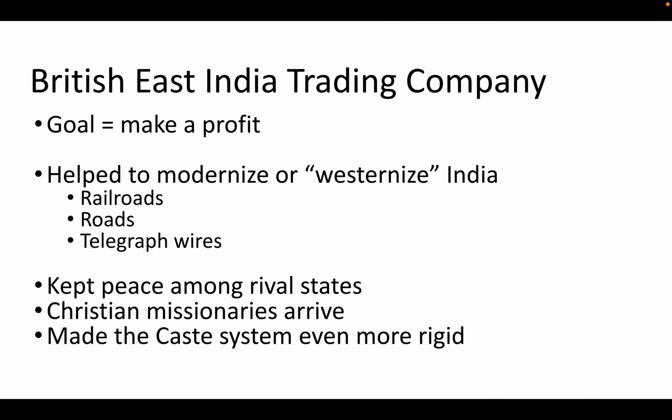Ultimately, the goal of the British East India Trading Company is to make a profit. They are a company, they have investors who are expecting money. And so they do lots of things to help modernize or westernize India. Now, we're fast forwarding a bit, we're not in the 1500s anymore, but as we get into the 1800s, they begin to develop road networks, railroads, and they build telegraph wires, right? So they're building the infrastructure needed in India to make a profit off of it.